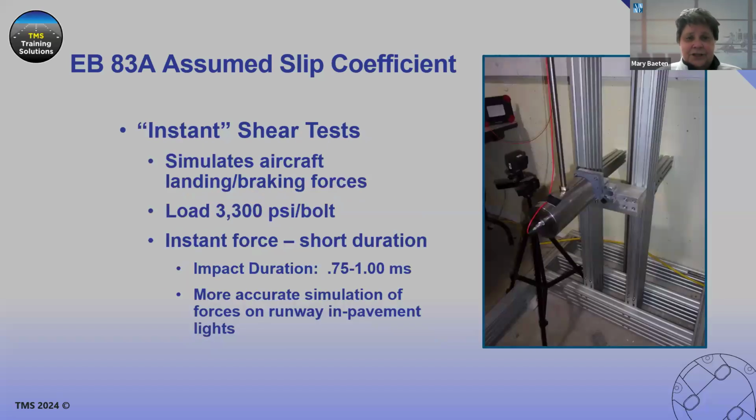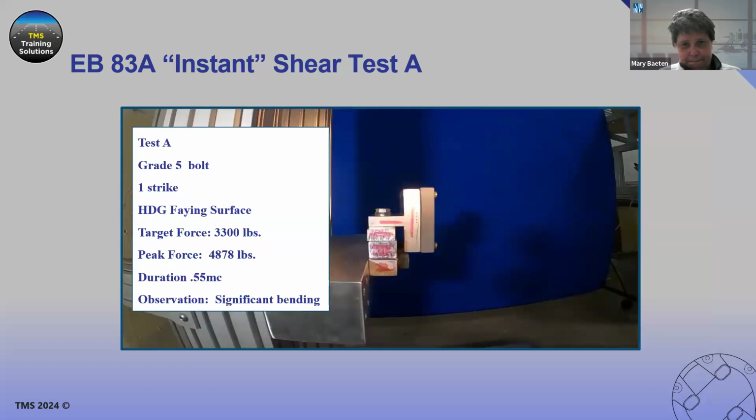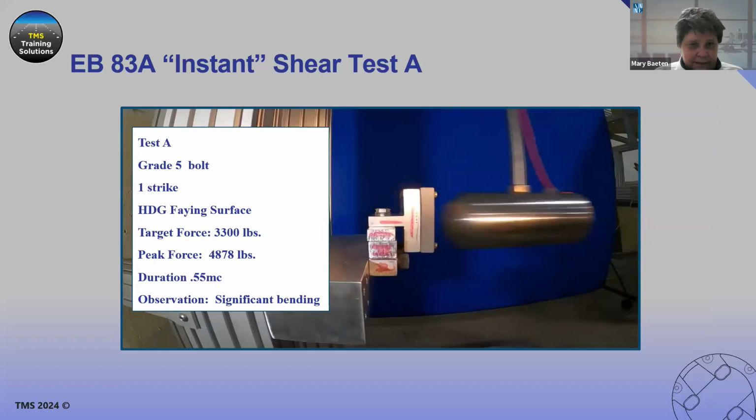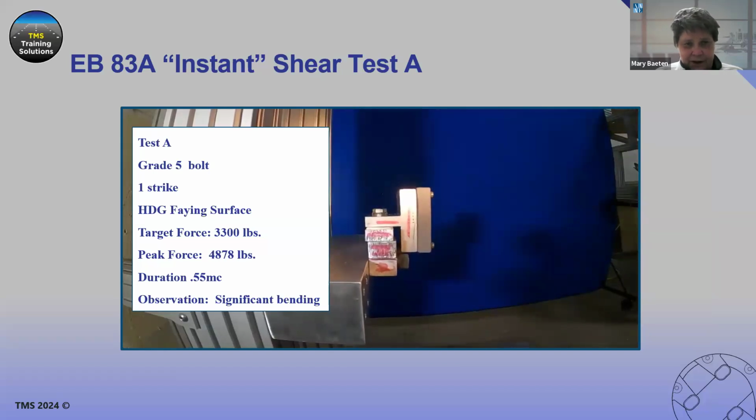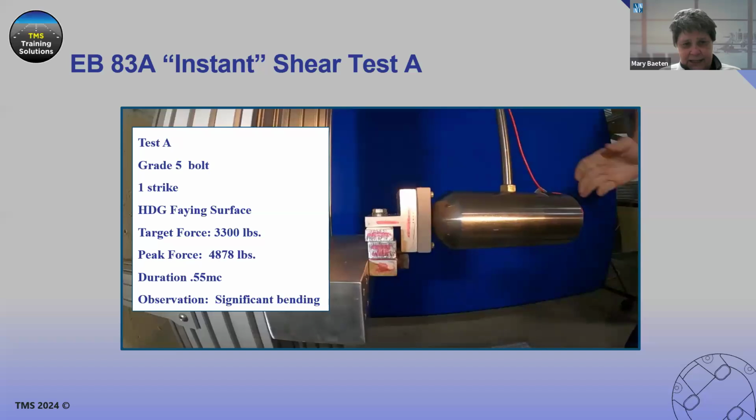In the instant shear test, it simulates the aircraft landing and braking, fully loaded. It's instant. The impact duration is very short. It's a much more accurate simulation of the forces on the runway and the in-pavement lights. Next. This is an example of a grade 5 bolt with galvanized faying surfaces. We drop the hammer on that, and it ends up with 0.55 milliseconds, with significant bending as the end result.